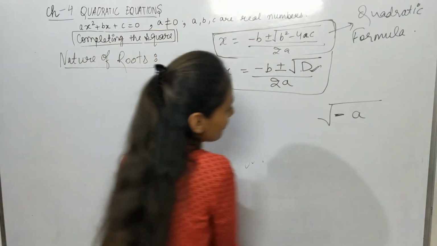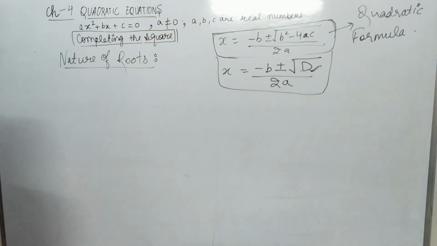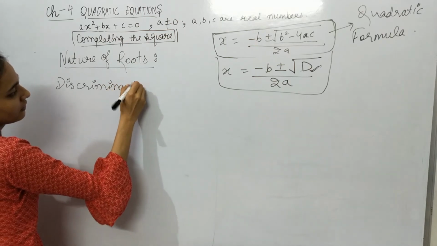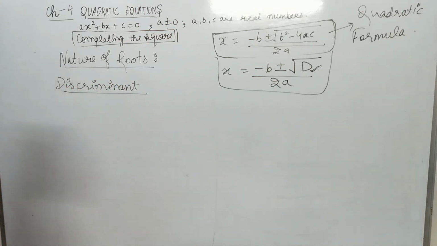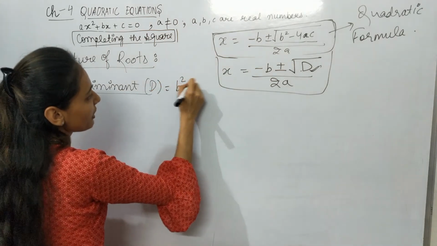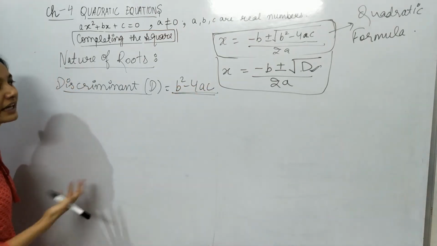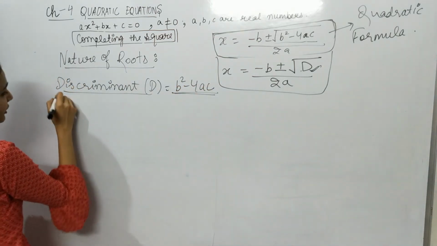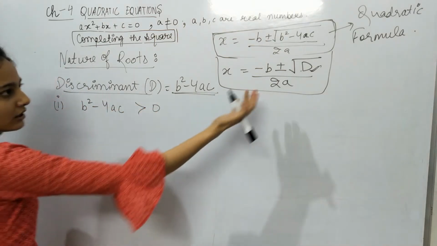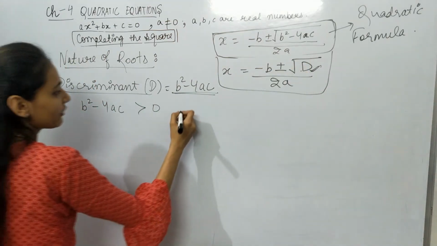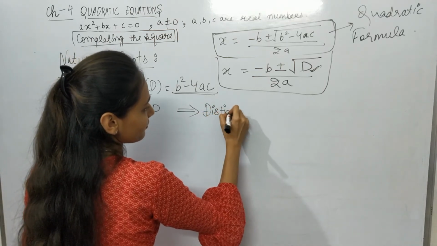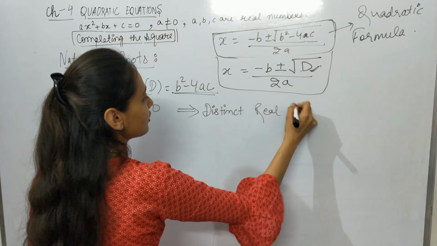So we will say that from here, your discriminant will be, you will say this a discriminant, is D, capital D, you will say it b square minus 4ac. The value of this will tell us the nature of the roots. If first case, b square minus 4ac is greater than 0, means positive under root. So positive under root will give you distinct real roots.